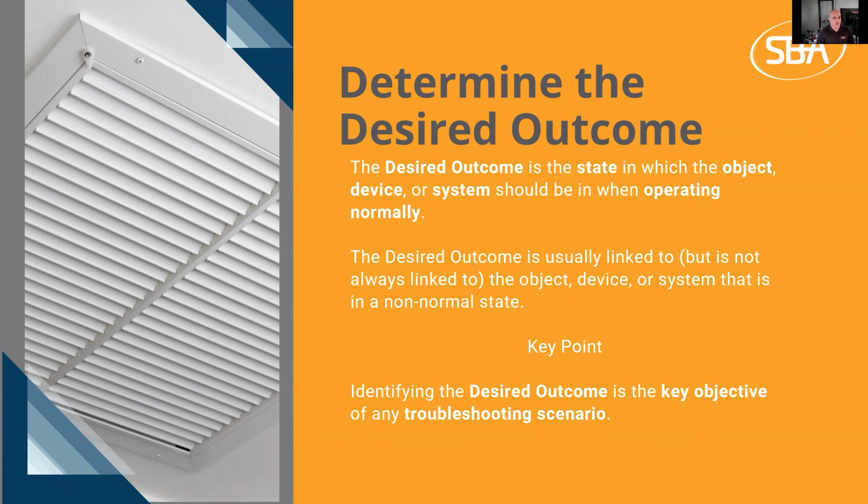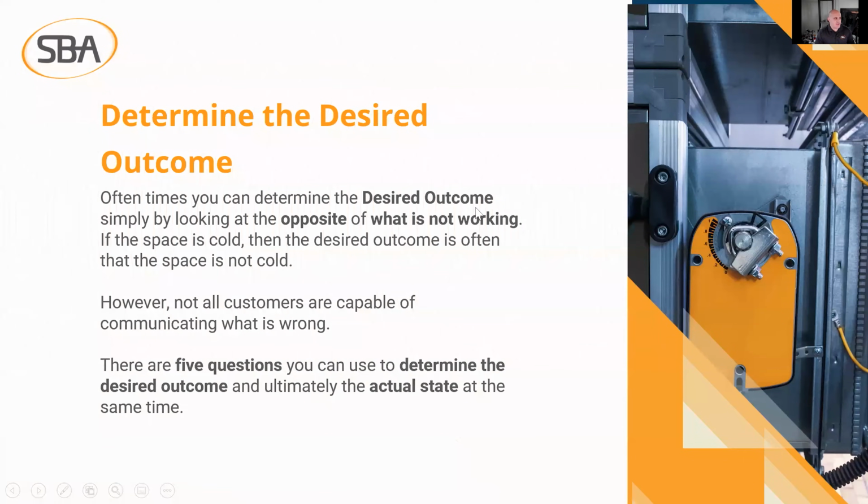All right, key point, identifying the desired outcome is the key objective to any troubleshooting scenario. If you figure out the desired outcome, what you're actually trying to solve for, it's going to make things a lot easier. All right, so how do we determine it? Oftentimes you can look at the opposite of whatever is not working, right? So you could say the desired outcome of a space that's hot is the space being at set point. The desired outcome of a unit that's not supplying enough air is the unit supplying enough air.